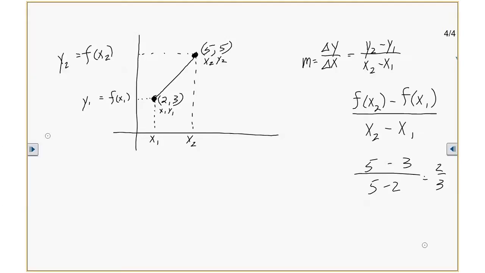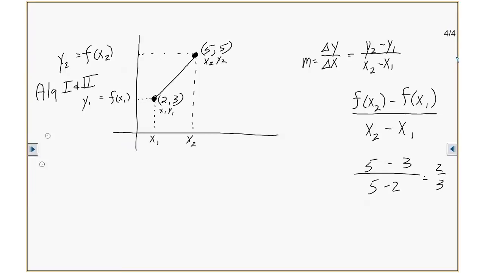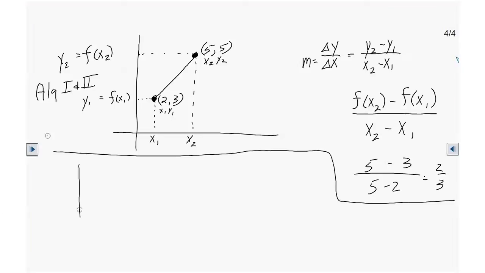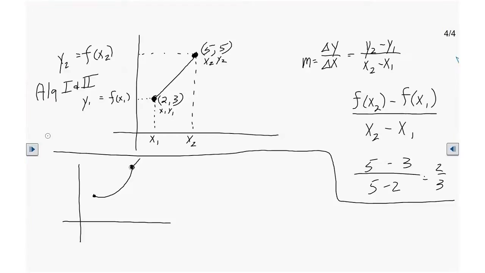Okay? Now we take this guy. This is algebra 1 and 2, and college algebra. Now we take what we learned in algebra, and then we do a little bit different. In algebra, we did the straight line. But in calculus, we do curves. Now, the straight line between 2 points on the curve is called the what line?